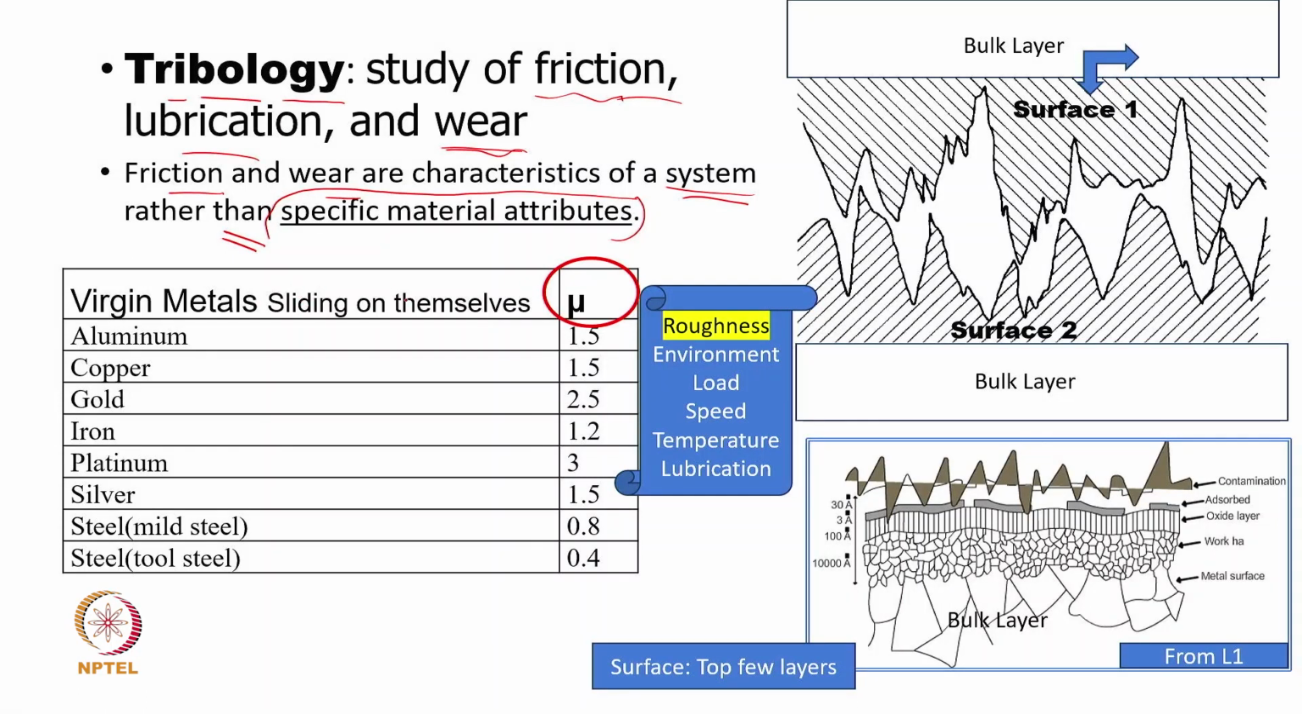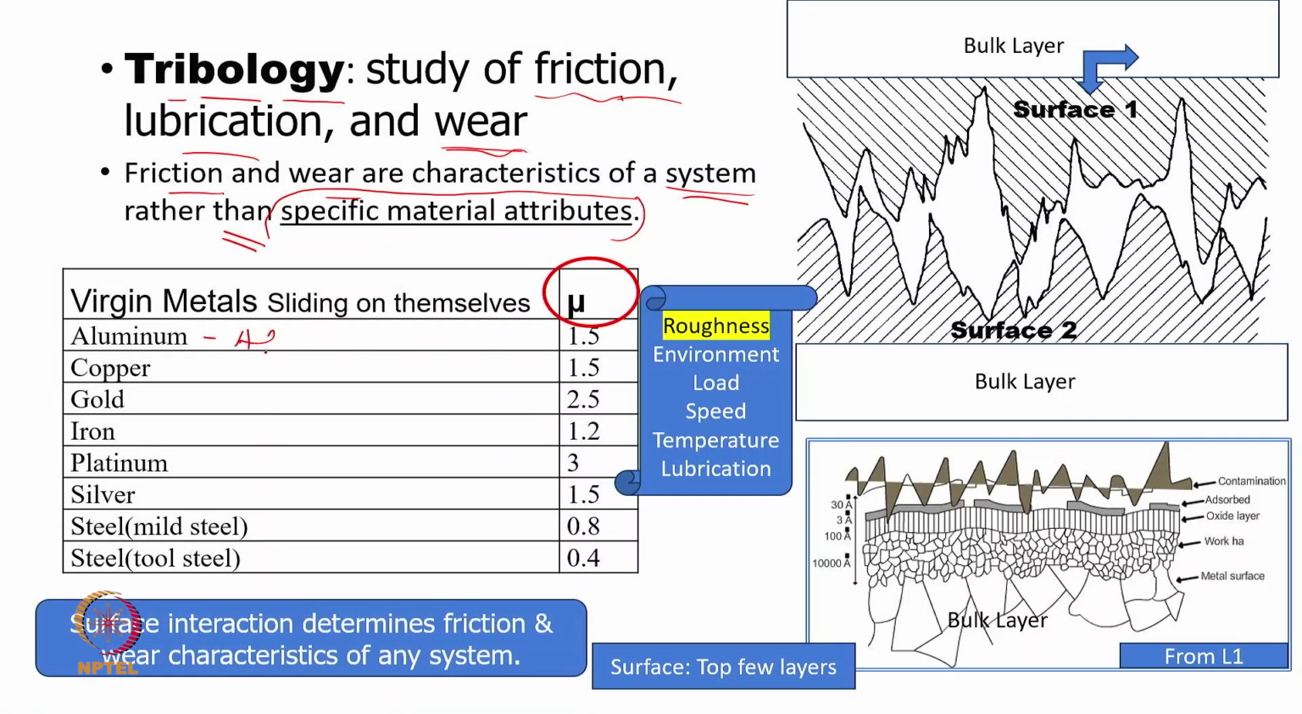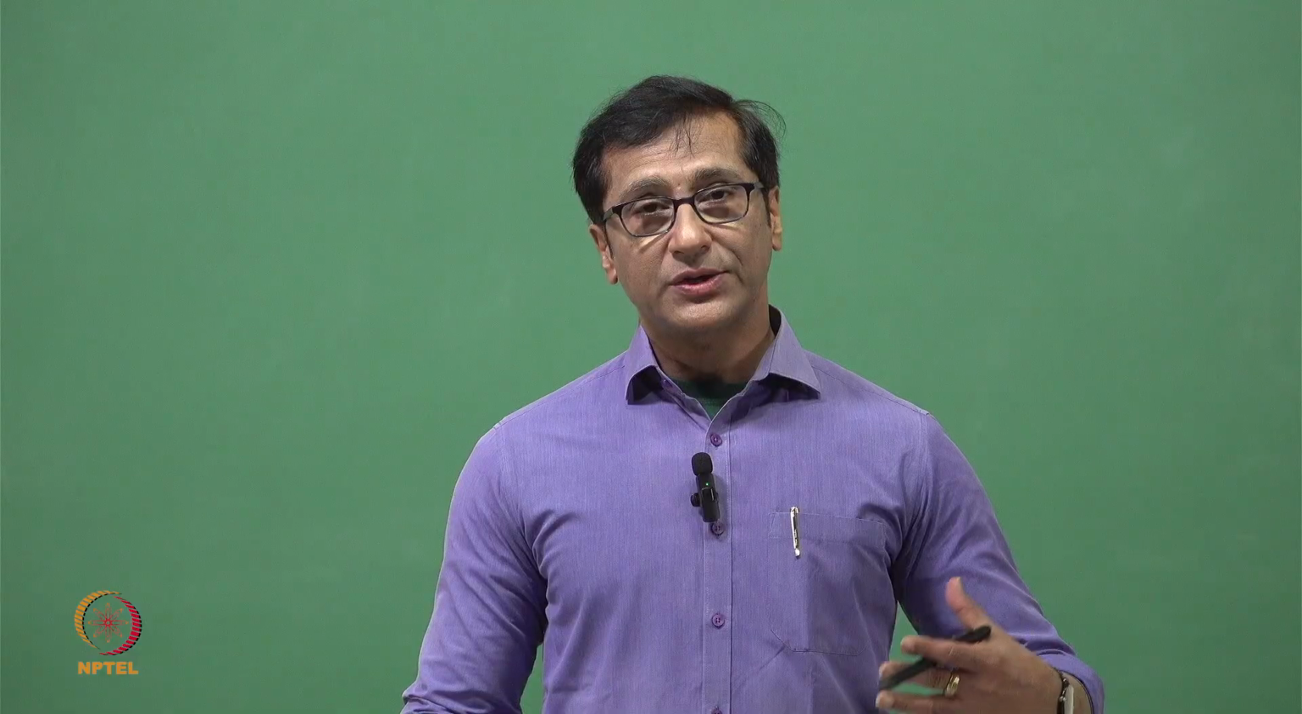The reason being, many times people publish data, something like a virgin metal sliding on itself, like aluminum versus aluminum, coefficient of friction will be 1.5. Copper versus copper, then coefficient of friction will be 1.5. Gold versus gold, coefficient of friction will be 2.5. So I feel that something is missing. The reason being, the coefficient of friction will depend on the roughness, it will depend on the environment, it will depend on load, speed, temperature and lubrication. So there are so many other parameters other than materials.